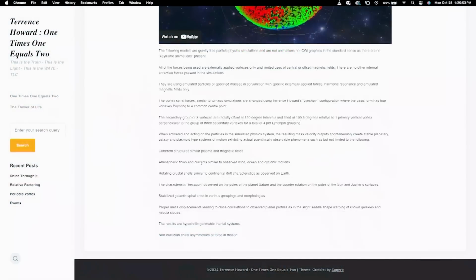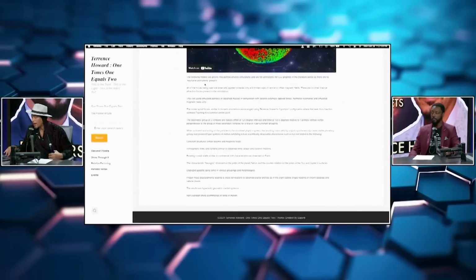The following models are gravity-free physics simulations and are not animations nor CGI graphics in the standard sense, as there are no keyframe animations present. All of the forces being used are externally applied vortexes only, and limited use of central or offset magnetic fields. There are no other internal attraction forces present in the simulation, meaning there is no gravity in there.